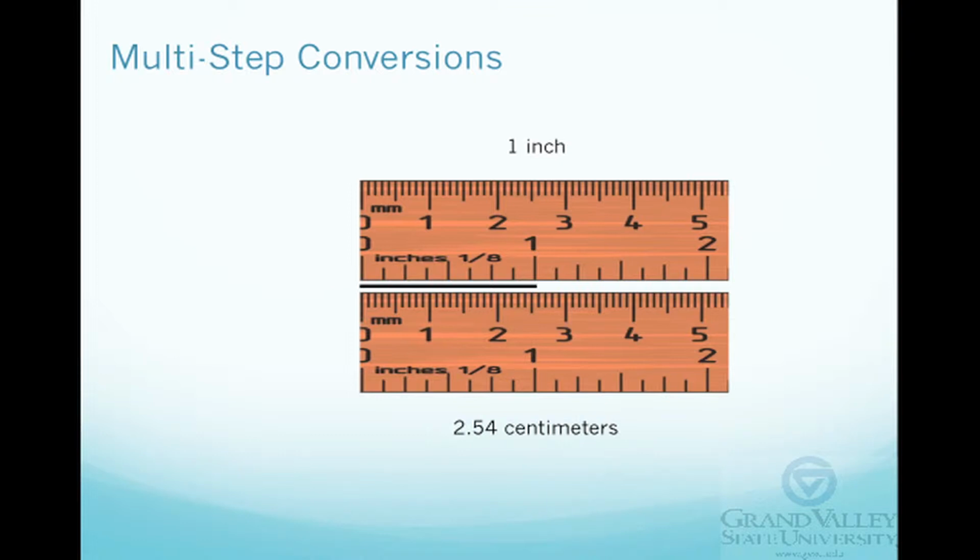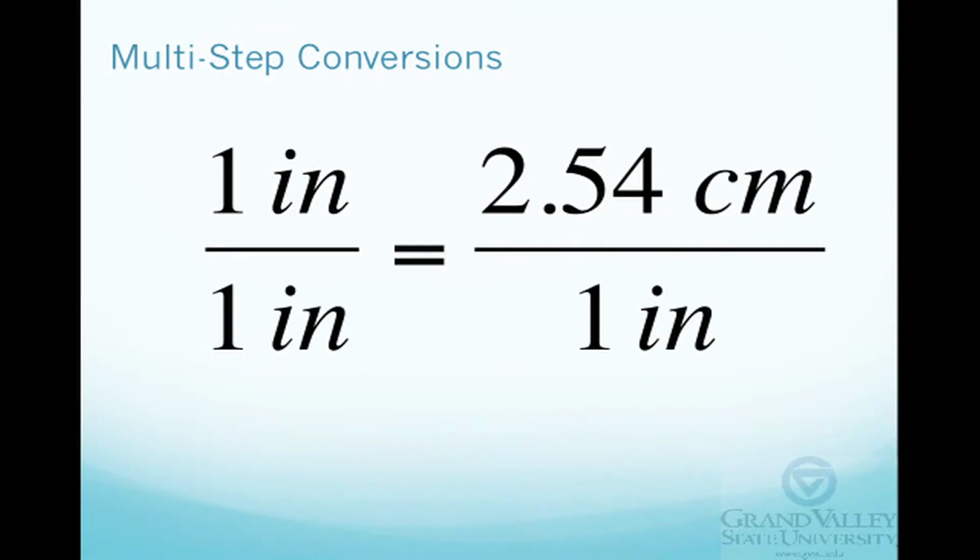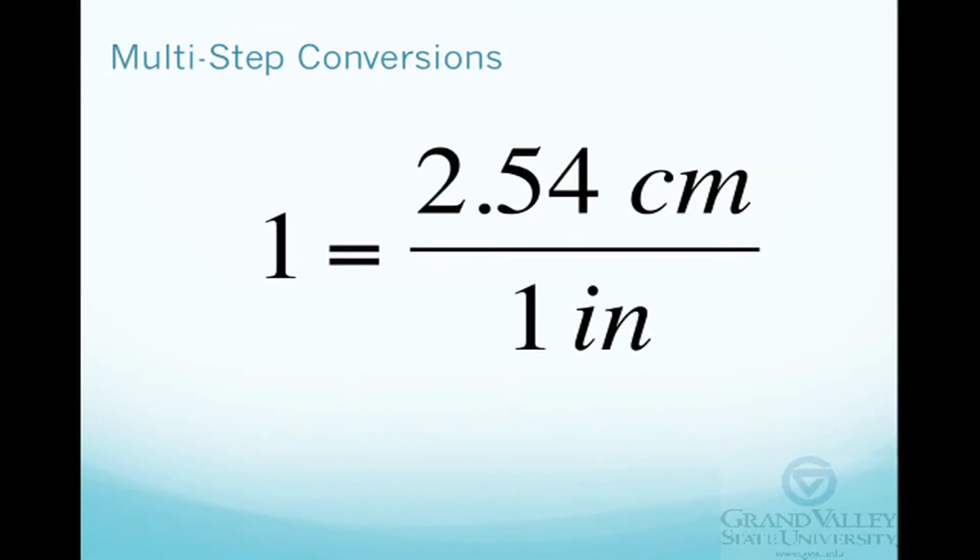To show the meaning of this mathematically, let's look at the statement: 1 inch equals 2.54 centimeters. We can take this statement and divide each side by 1 inch. Once we simplify this, we get 1 equals 2.54 centimeters per 1 inch.